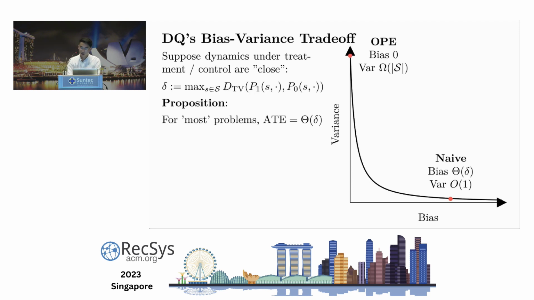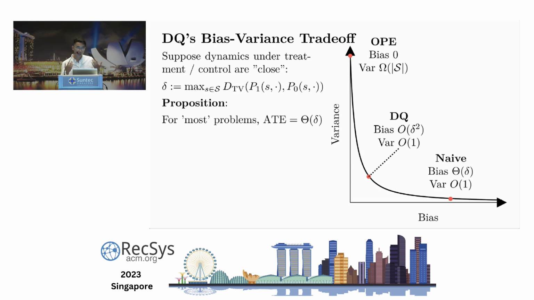At the other extreme, for unbiased off-policy evaluation, you have that it's by definition unbiased, but the variance has to grow at least linearly in the size of the state space. And when that size is extremely large, as it typically is, this approach just is not practical to use. So for DQ, what we see is the bias is order delta squared, so it's second order relative to the average treatment effect, and the variance remains constant in the size of the state space.